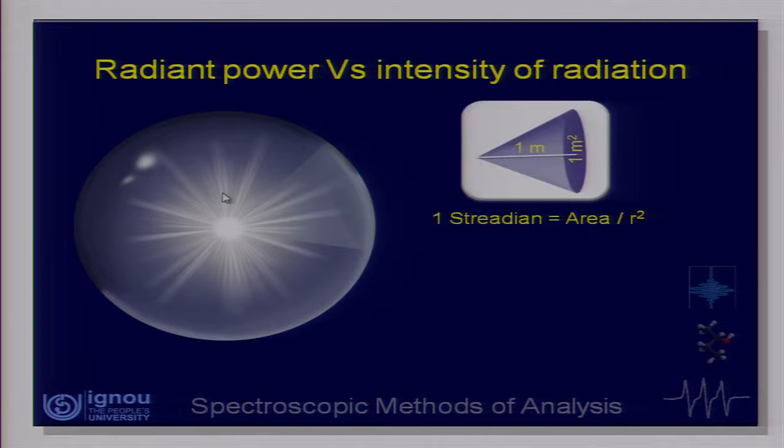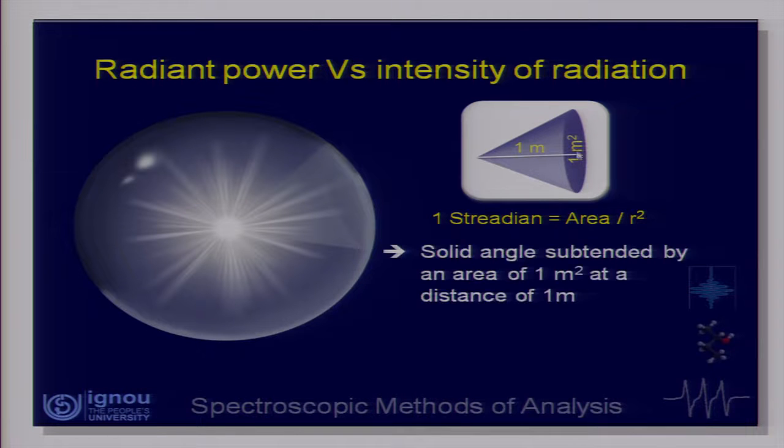Suppose I take this sphere, cut a cone through it and look at it. If I have a cone with a surface area of about 1 meter square, and the radius of the sphere happens to be 1 meter, then by definition 1 steradian is equal to the area divided by r square. Since the area is 1 meter square and r square is again 1 meter square, it is 1 steradian. That means the solid angle subtended by an area of 1 meter square at a distance of 1 meter is 1 steradian. The radiant power per unit solid angle is the intensity. So we have to be very clear whether we are talking about radiant power or intensity here.